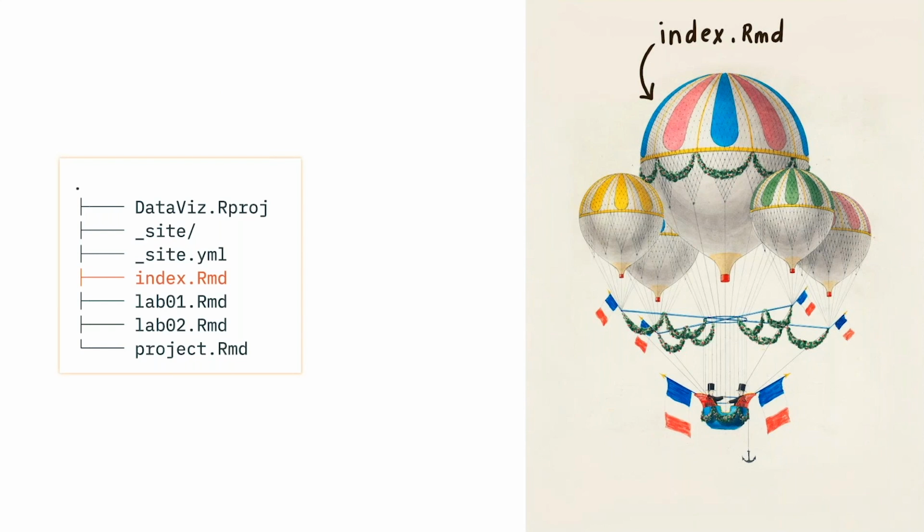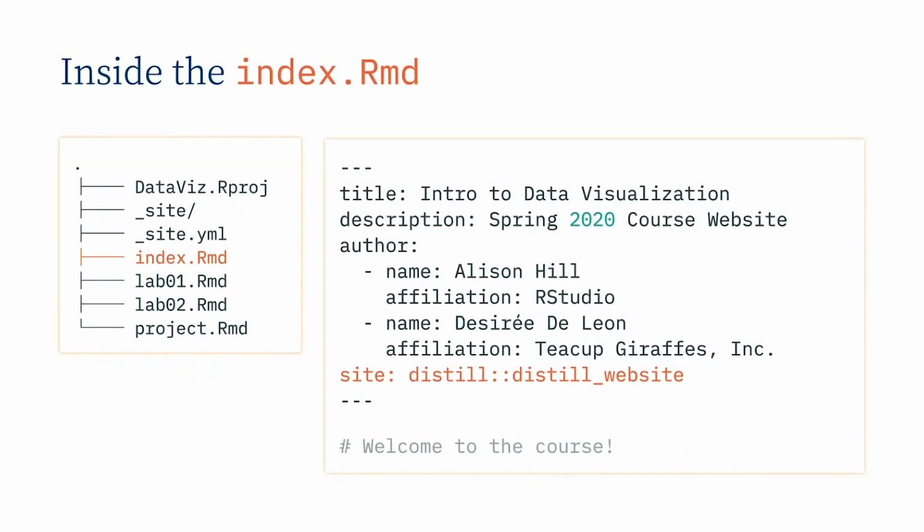So let's look at some of these files a little bit more closely, starting with the index page. Again, this is going to be our home page in a Distill website, and any existing R Markdown document that you have will do. There's just one addition we need to make inside of this file, and that is that in the YAML of the index file, we need to add this line, site: distill::distill_website. And it's also nice to include a title and a short description, but not necessary.